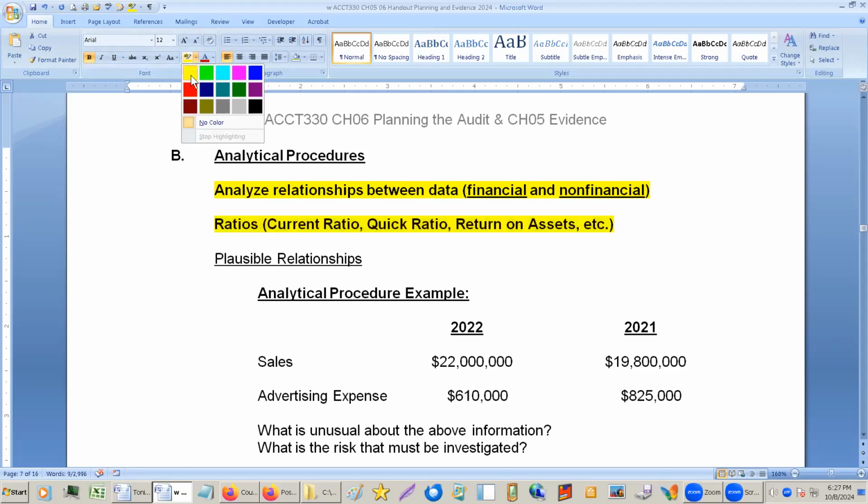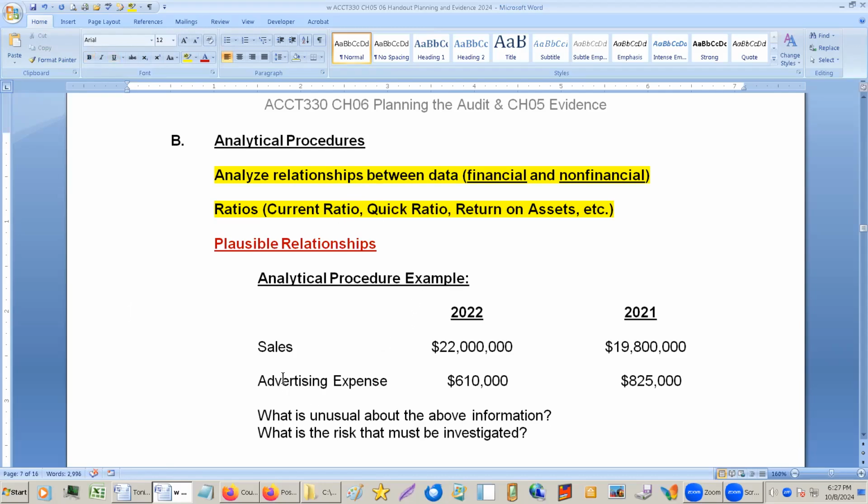It's like you have in your finance class or any accounting classes. And plausible relationships. You're looking for relationships that you would think would be there. We'll do a thing on here, and then I'll talk a little bit more about analytical procedures.